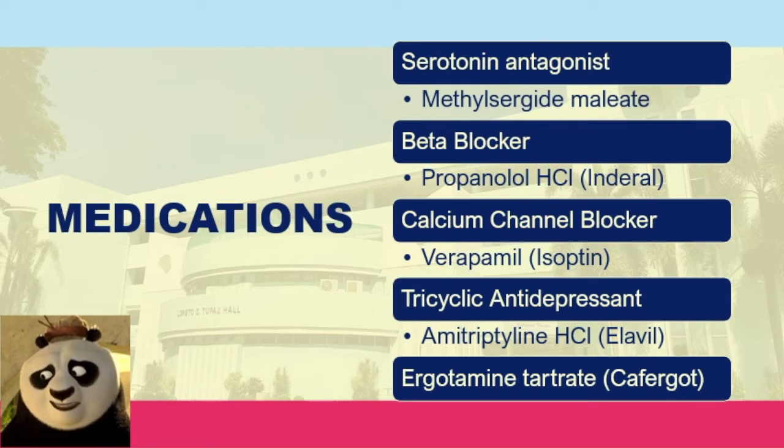Now class, your ergotamine tartrate would help narrow the widened blood vessels in the head, which later on would reduce the throbbing effect of vascular headache.